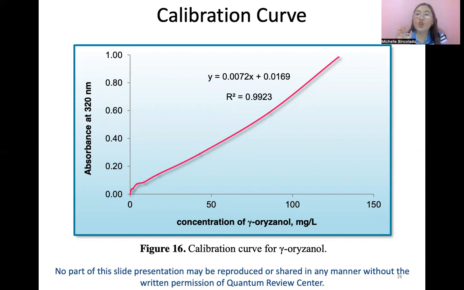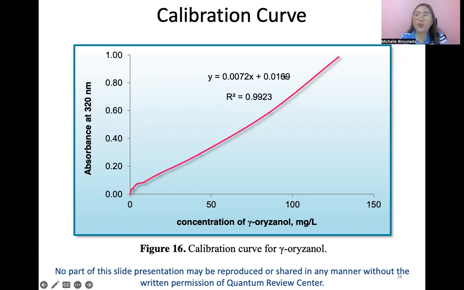So ito na ngayon yung gagamitin ko na standard curve or calibration curve para maka-determine or maka-analyze ng concentration ng sample. Kasi meron na akong standard or calibration curve. Ito guys, yung equation of the line. I hope you remember y is equal to mx plus b, wherein m is the slope and b is the y-intercept. So you can easily get this guys through Excel.